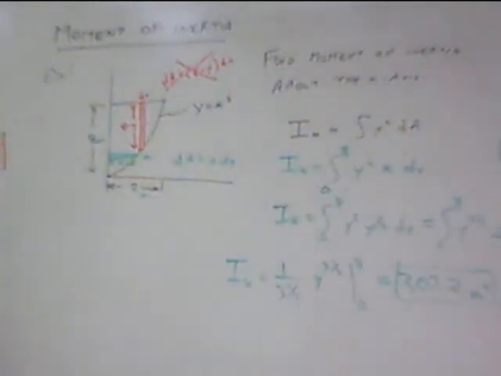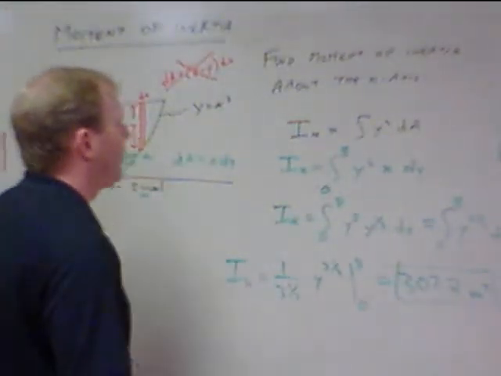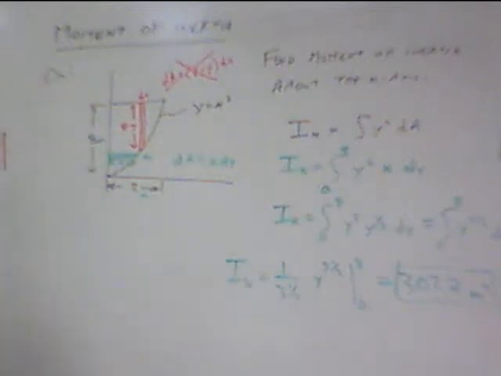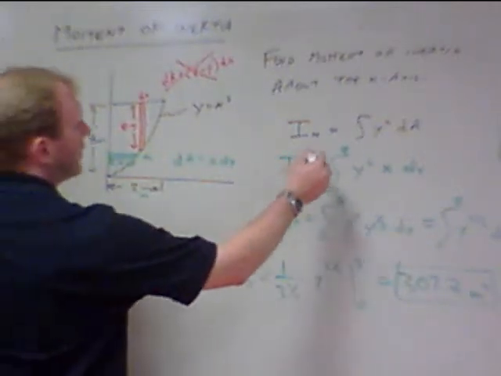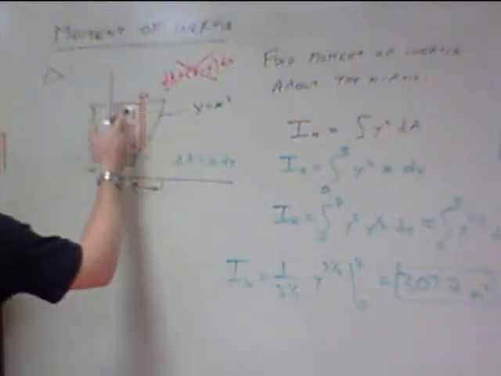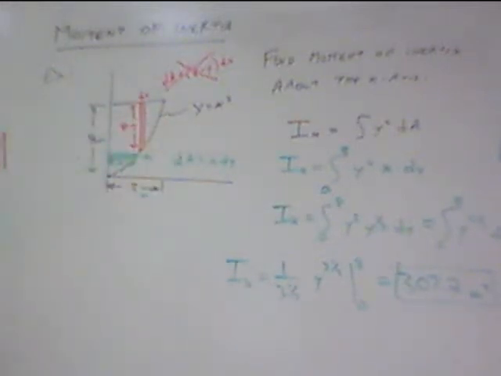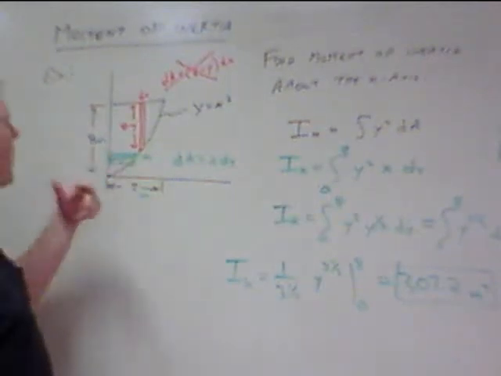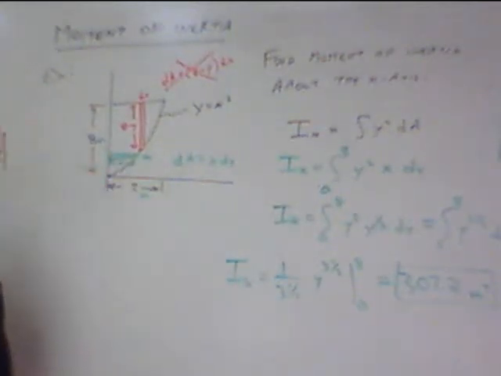Okay, simple example here of using this integral to find the moment of inertia about the x-axis. If we wanted to find the moment of inertia about the y-axis, it would be the integral of x squared dA, and we would use the vertical rectangles and integrate over x. So that's a simple case here, finding the moment about the x or y axis, or about the origin with our polar moment of inertia.